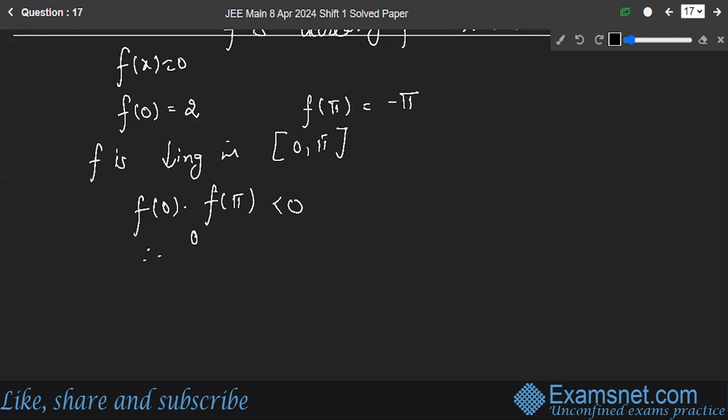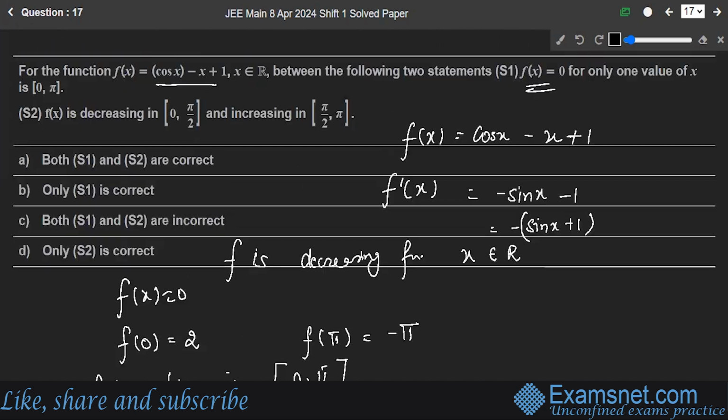Therefore, only one solution of f(x) = 0. That makes your first statement correct and the second one incorrect. Okay. We have B option as the right answer. Hope you got that. Let's move to the next question.